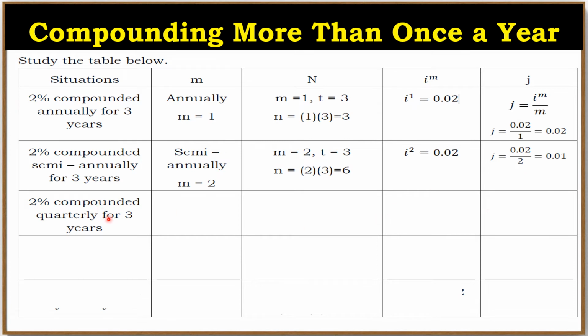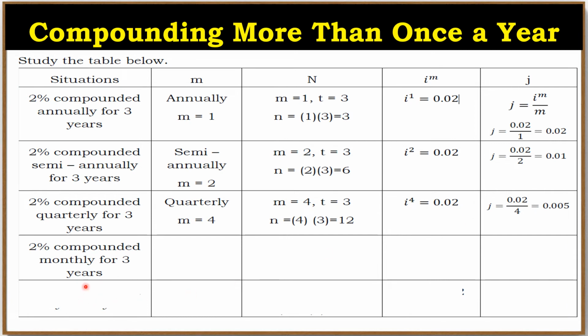So again, this 2 in our denominator came from the m, which is equal to 2. Now let us have if it's compounded quarterly. So meaning to say, m will be equal to 4. 1 year is divided into 4. And our n is equal to 4 times 3 is equal to 12. Same rate, that is 0.02. And we have 0.02 all over 4 is equal to 0.005.